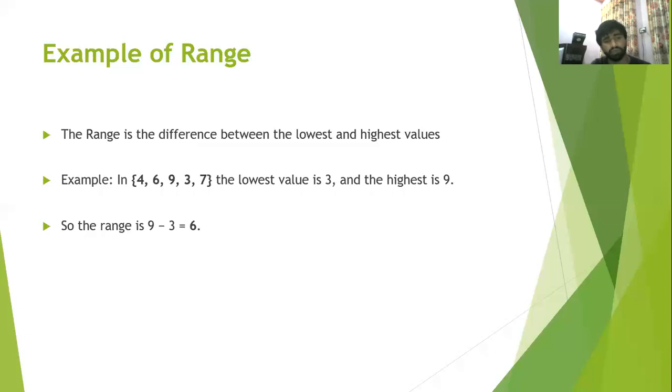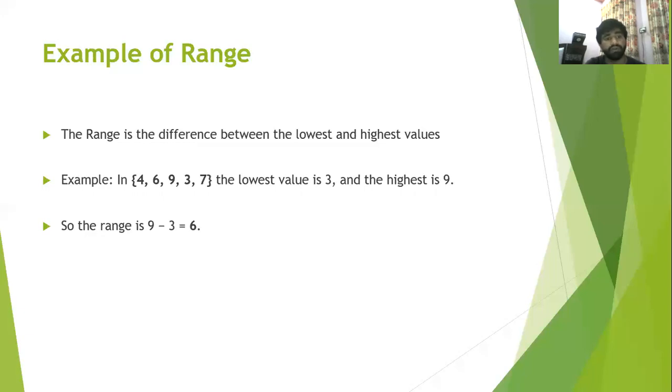When we find the lowest value, after that we check which value is the highest or maximum in this series. Here, 9 is the highest value. So now we have found two values: lowest is 3, highest is 9. It means now it is easy to get the range between these two values, 3 and 9.